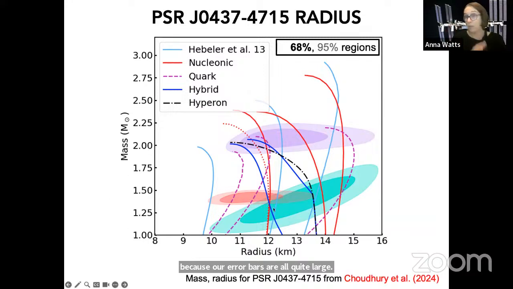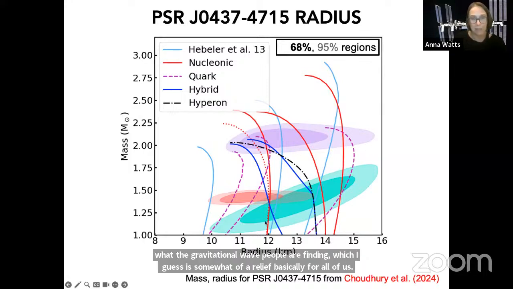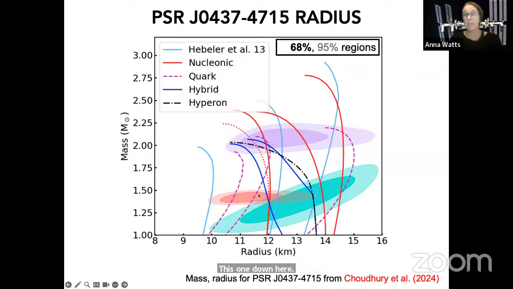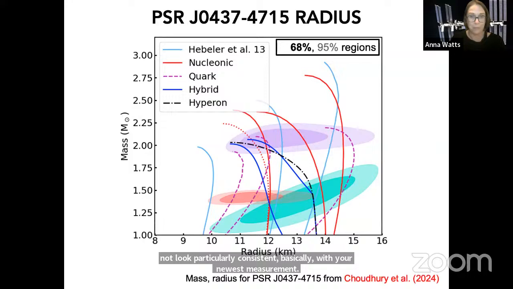Our latest measurement is very, very consistent with what the gravitational wave people are finding, which I guess is somewhat of a relief for all of us. Now, you may also be looking at this and saying, well, hang on a minute, this one down here does not look particularly consistent with your newest measurement. But do not worry, because we have also updated that one.